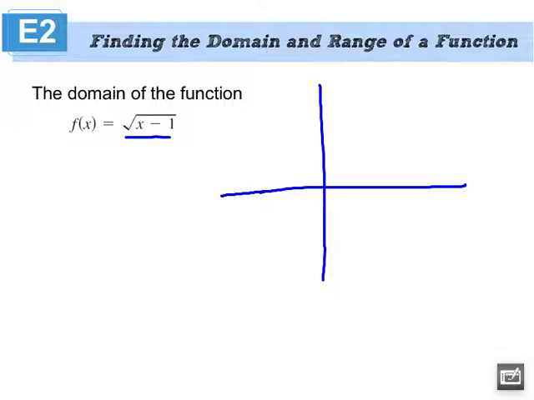Top right, or first quadrant. Starting from the origin? Oh, starting at 1. Why? Does everybody understand why it starts at 1, 0?